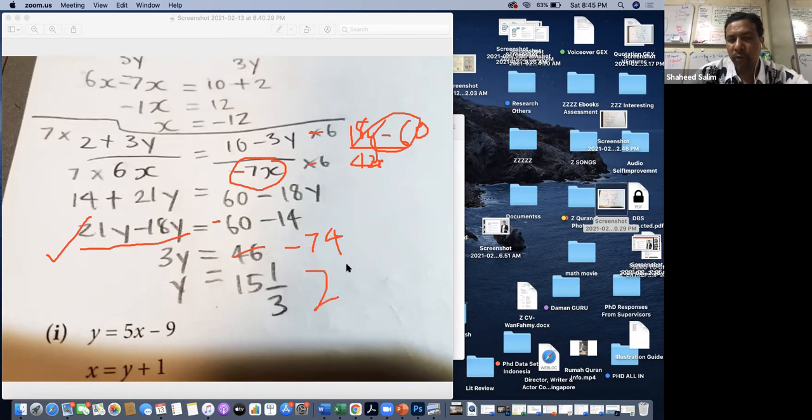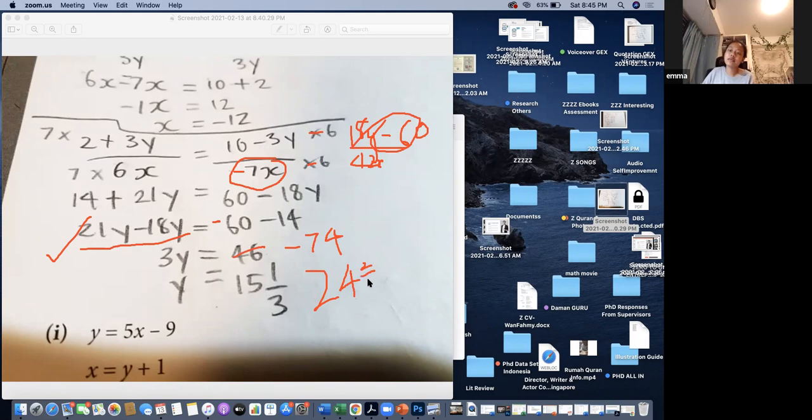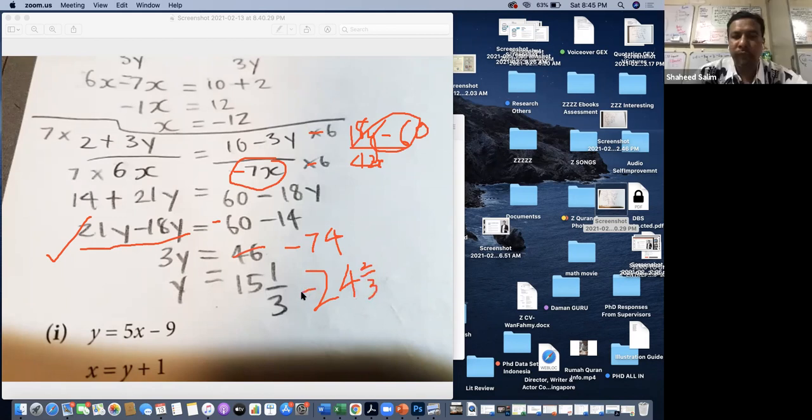You get negative 24 2/3. Yeah, okay, this is the answer, negative 24 and 2/3. Are you okay? Are you confused? Okay, I want to show you an easier way for the second part, okay?